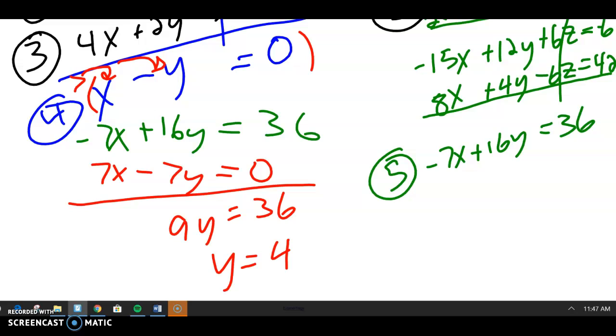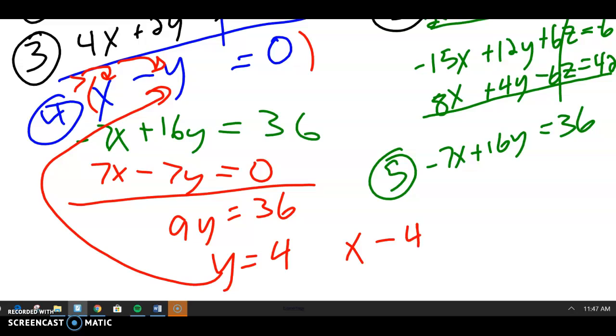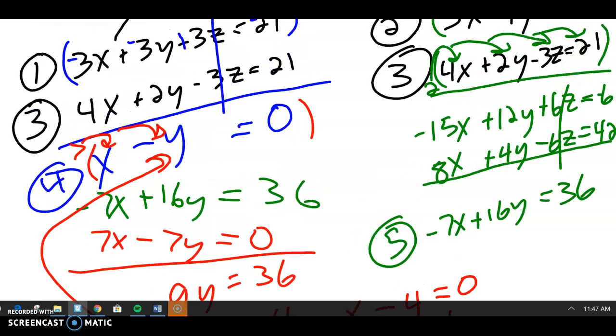So, when I come back up here, I can see that if I take this x minus y, I can replace the y with 4. X minus 4 is equal to 0, so x has to be 4 as well. So we have x is 4, y is 4. That leads us to need to find our z.